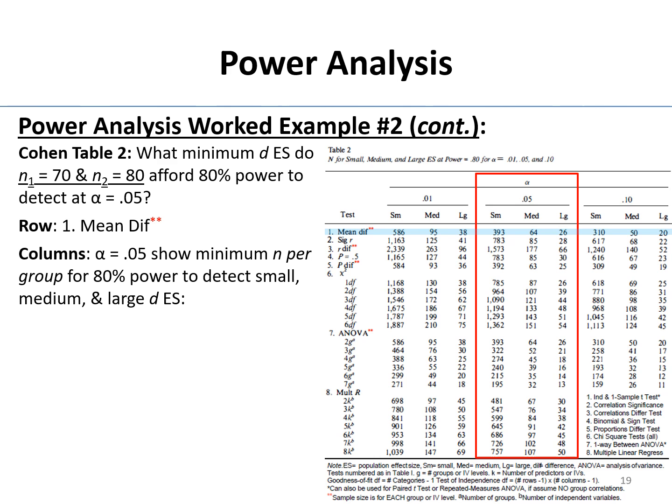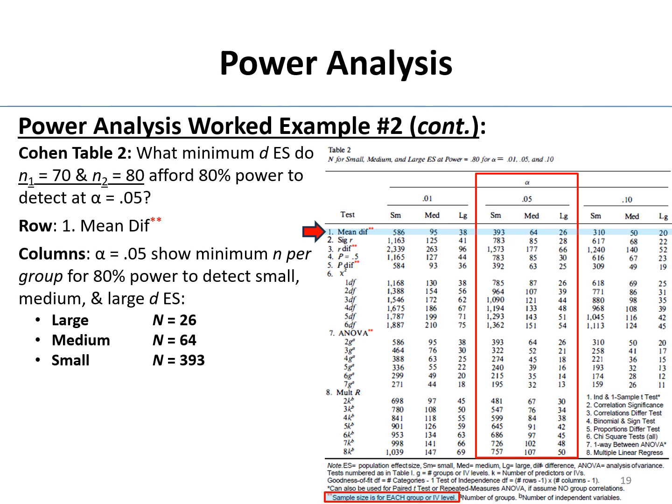The columns here, we're going to use 0.05 because that is our alpha level, and they show the minimum N per group that is required for 80% power to detect small, medium, and large effect sizes. So a little note at the bottom there, the ones with the red asterisks, the sample sizes that are shown are the sample size that is required for each group or each level of the independent variable.